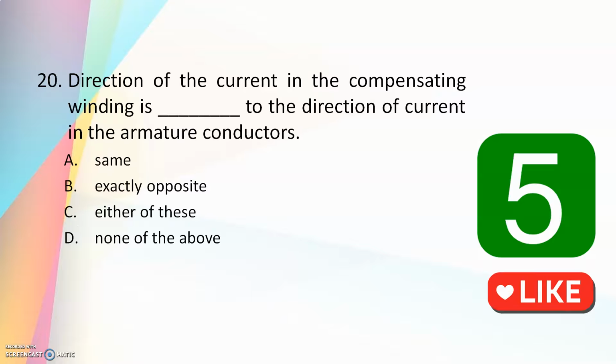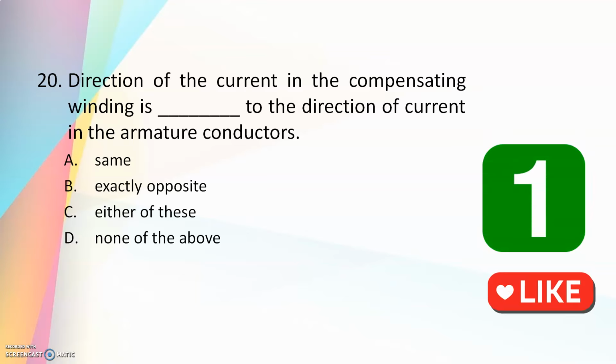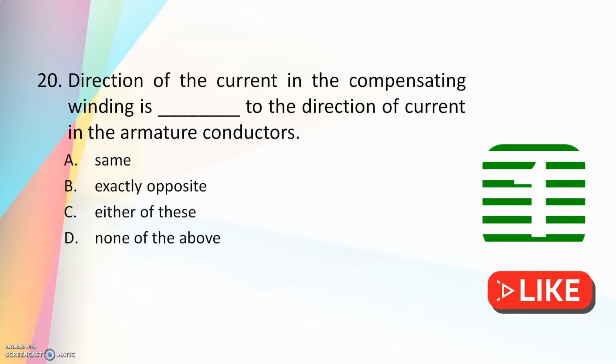And the last question, direction of the current in the compensating winding is dash to the direction of current in the armature conductors. Same, exactly opposite, either of these, none of them. And here you go. And the answer is exactly opposite.